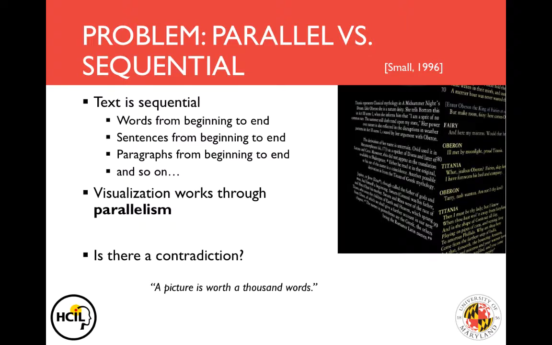If you change the order of the words in a sentence, you can completely change its meaning, let alone rearranging all the words in a document. If that sequence matters, and every word matters, then we have a hard time doing a bunch of things in parallel with text. So it raises this question of, is there a contradiction between trying to take advantage of parallelism, which is so important to visualization, while visualizing text?